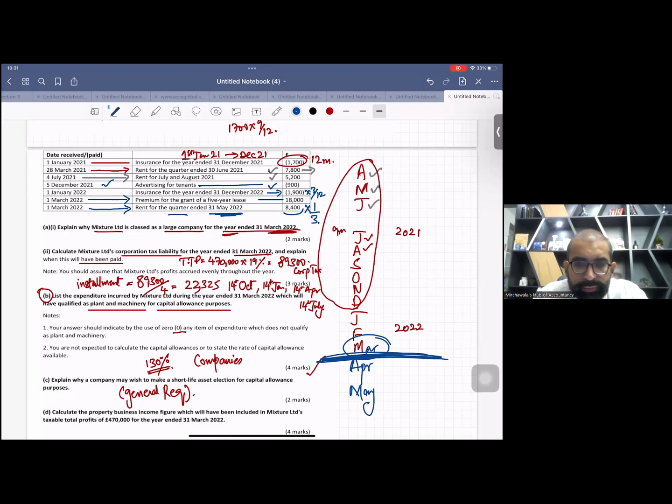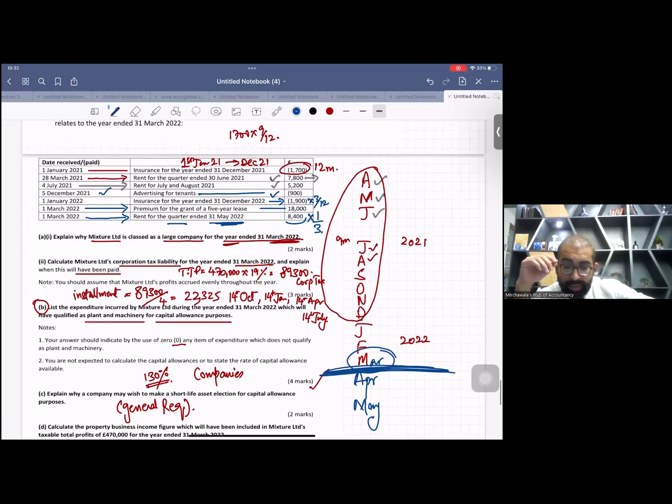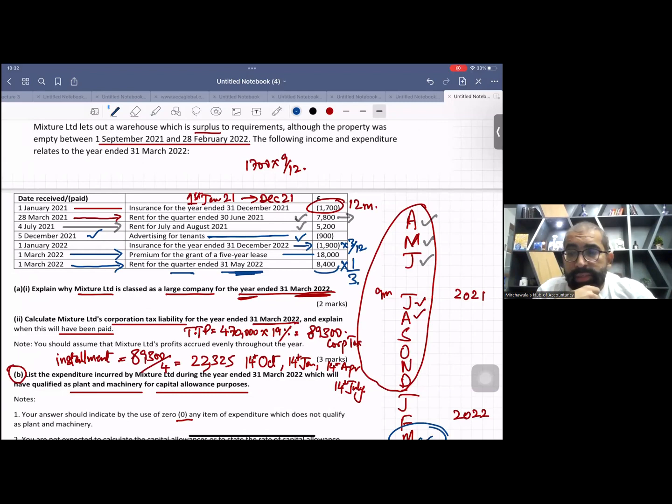Please read this. Okay. I request you to read this again. This part is technical. Yes, this property income is a technical area. If you don't have a good grip on the accruals concept, then you can make mistakes here.